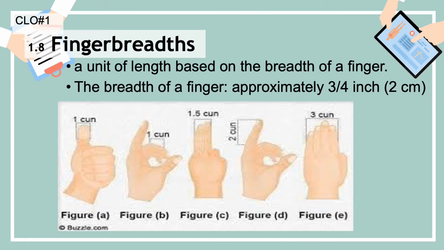Finger breadths. This is a unit of length based on the breadth of a finger. The breadth of a finger is approximately 3/4 inch or 2 centimeters, as shown in the picture. This is usually used to measure fundal height. An example statement for this is, let's say, 3 to 4 finger breadths below the xiphoid process. So this could mean that it is 6 centimeters below the xiphoid process.